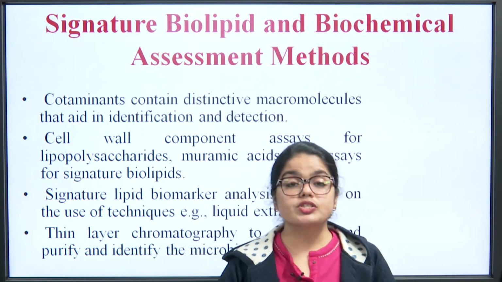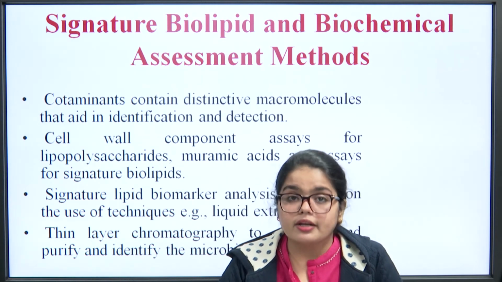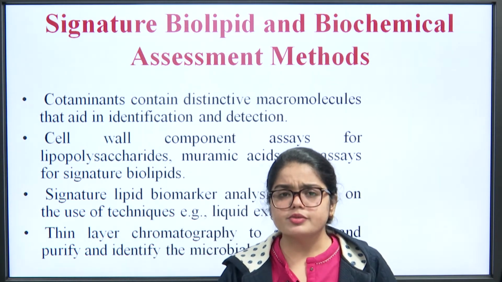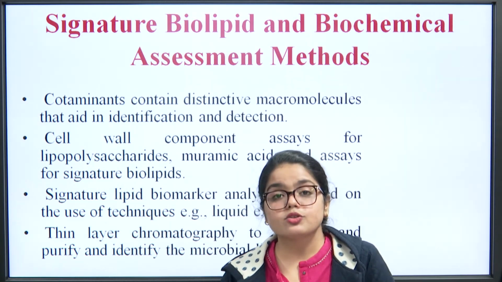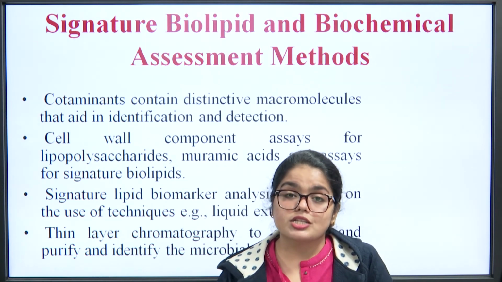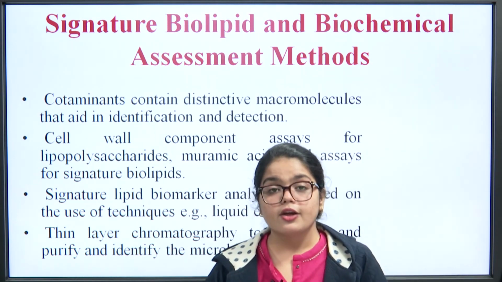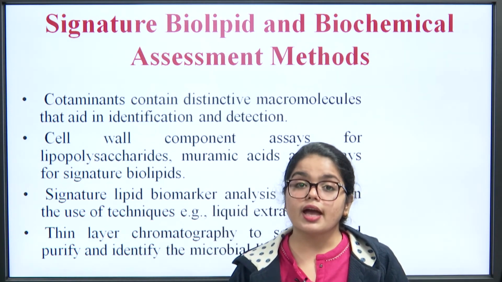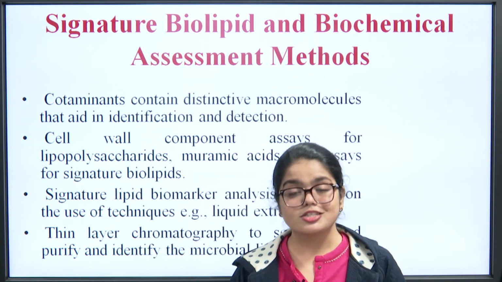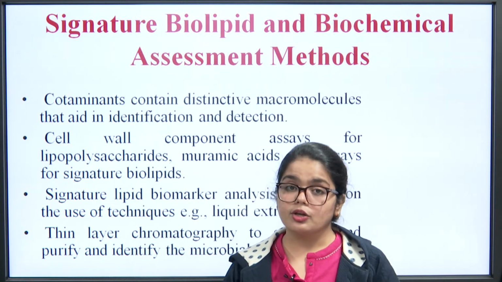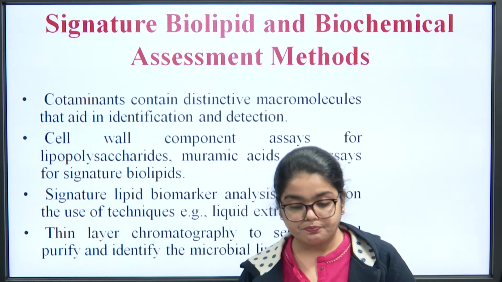So, this slide talks about the signature biolipid and the biochemical assessment methods. Different kinds of bacteria, fungi or microbes have particular characteristic substances in their cell wall, or they metabolize or prepare particular substances, or have particular characters that are due to those substances. These substances are characteristic and unique to that particular microbe, and if we are able to find out whether the substance is present or not, we will be able to find out whether the particular microbe, bacteria or fungi is present or not.